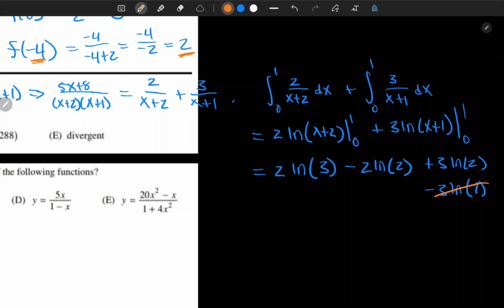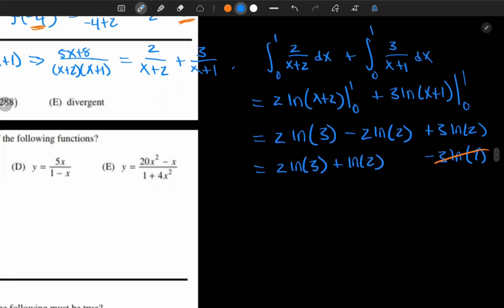Then we see that the answer here, looking at each of these, is the following. Well, we have two terms that have the natural log of 2. So we can add these together, so we get 3 ln 2 minus 2 ln 2. That's just equal to ln 2. So the answer here is 2 times the natural log of 3 plus the natural log of 2.